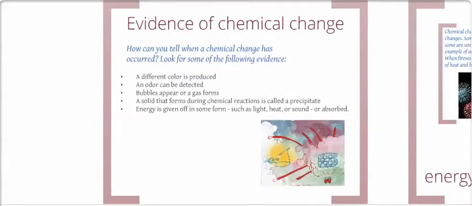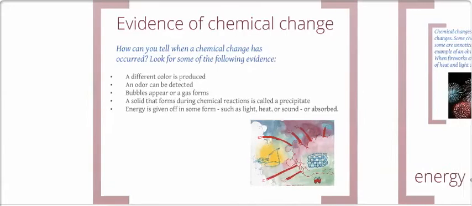Look for some of the following evidence. A different color is produced, an odor can be detected, bubbles appear or gas forms, a solid is formed during a chemical reaction, which is called a precipitate, or energy is given off in some form, such as light, heat, or sound, or it's absorbed, so if something gets colder, say.